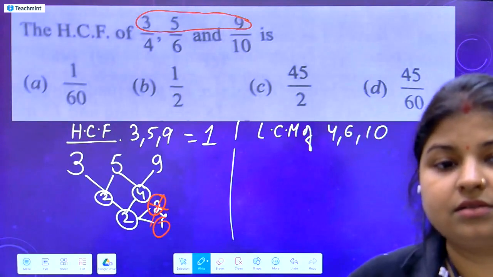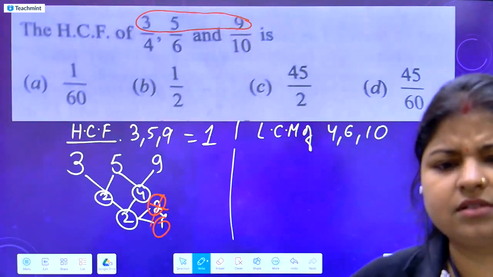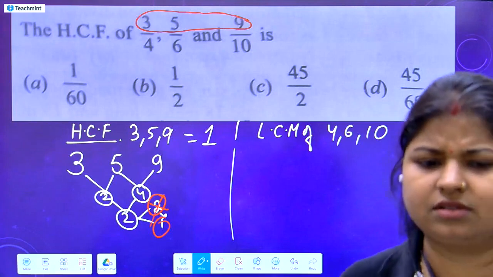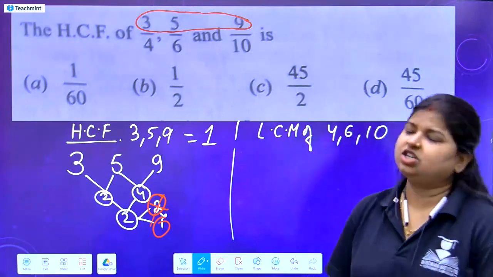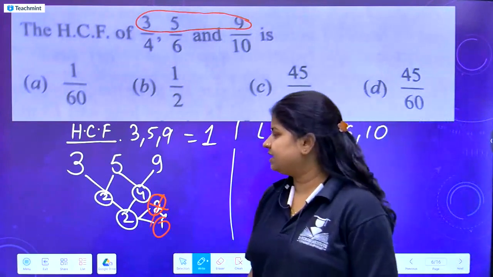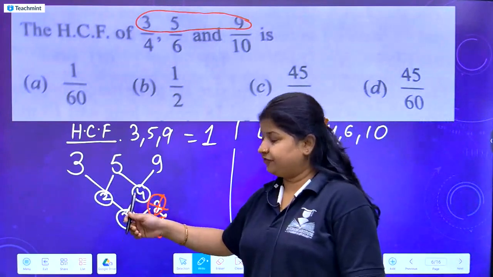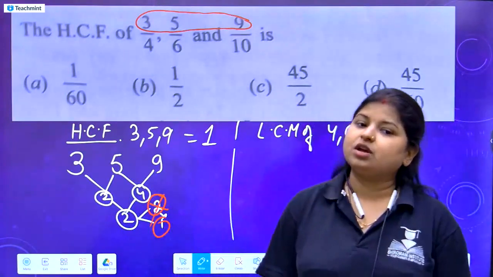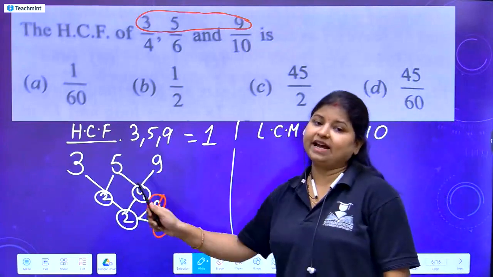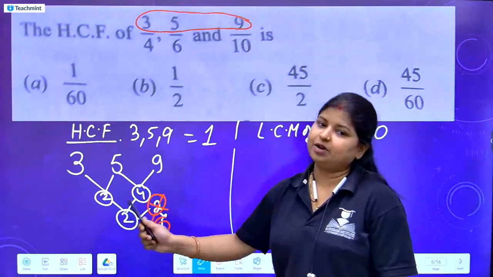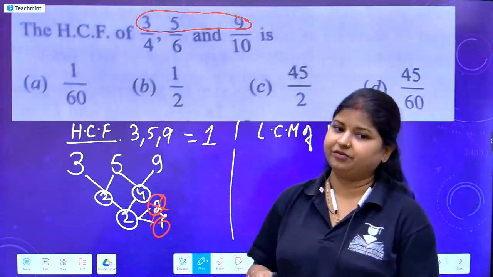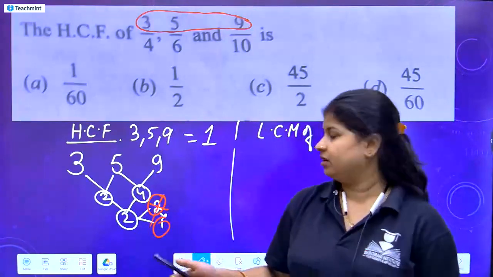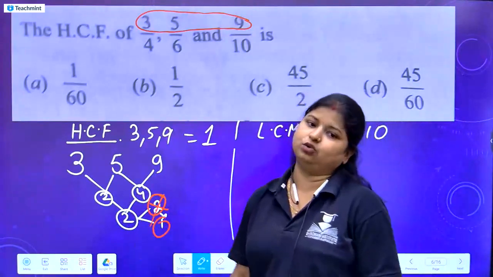Ma'am, how will we get one in the HCF? Because Ajish, we learned that we have to find the difference to find the HCF. Now 5 minus 3, 2. 9 minus 5, 4. Again, because the differences are different, we will calculate the difference further. So 4 minus 2, I got 2.